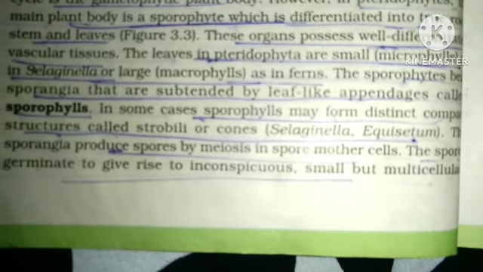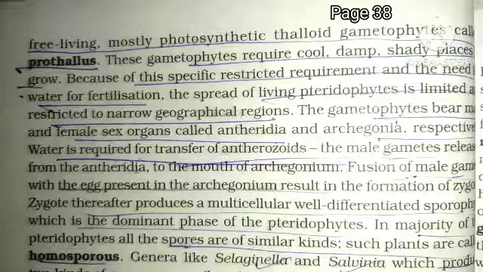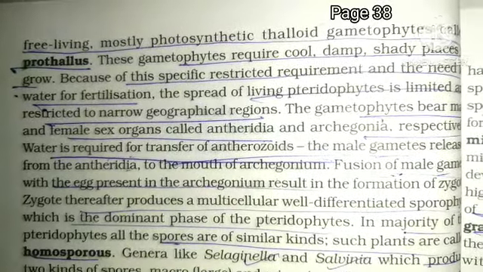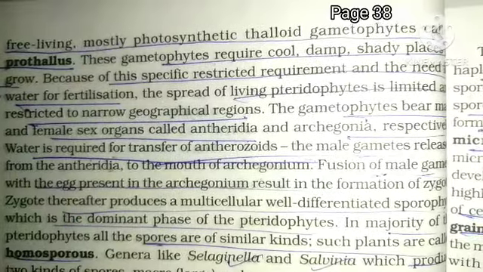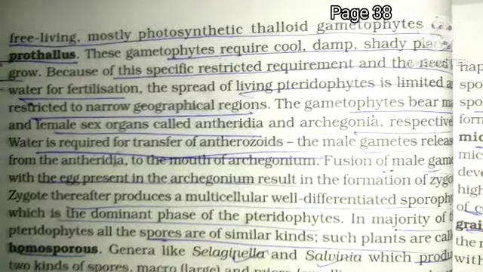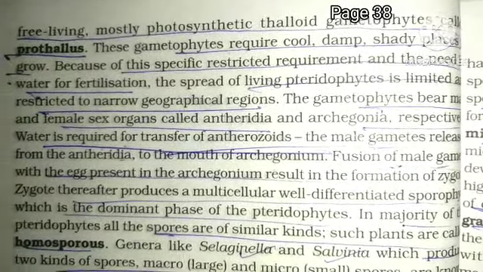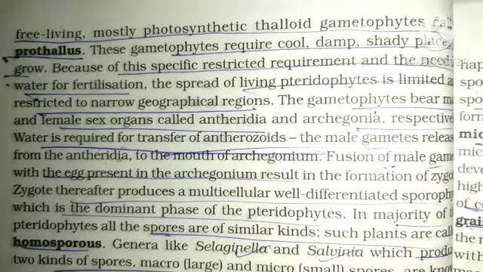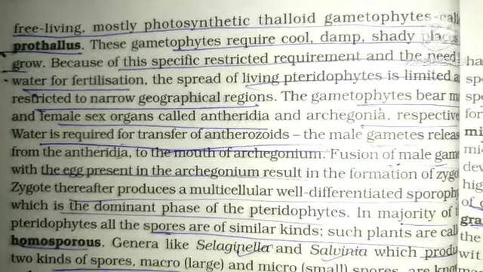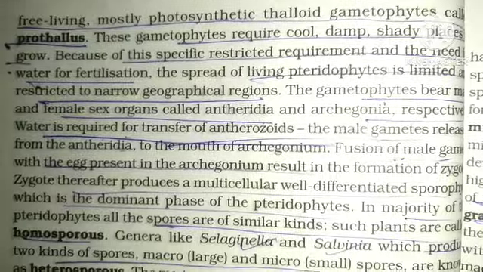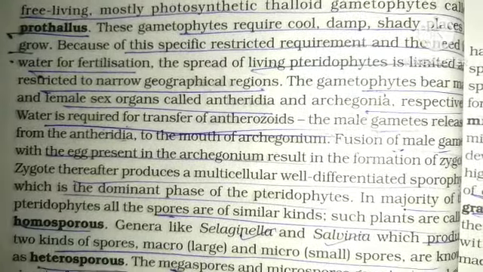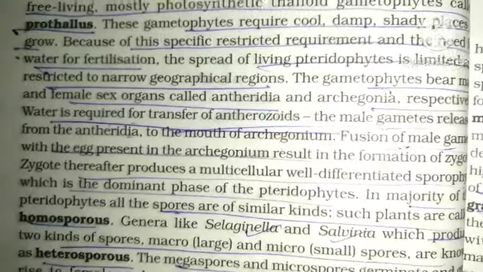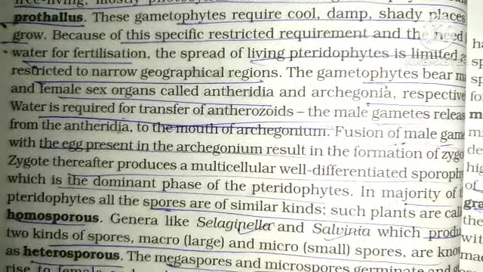The spores germinate to give rise to inconspicuous, small but multicellular, free-living, mostly photosynthetic thalloid gametophytes called prothallus. These gametophytes require cool, damp, shady places to grow. Because of this specific restricted requirement and the need for water for fertilization, the spread of living pteridophytes is limited and restricted to narrow geographical regions. The gametophytes bear male and female sex organs called antheridia and archegonia, respectively.